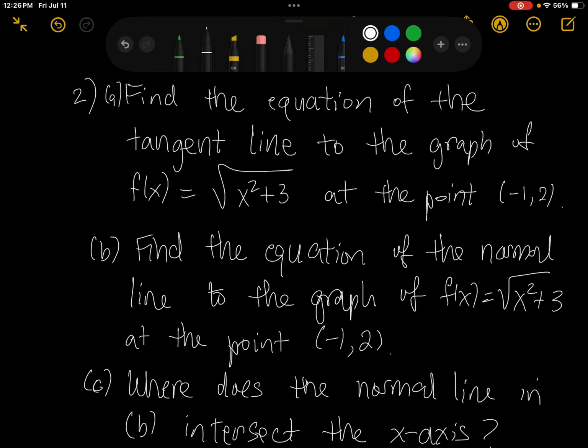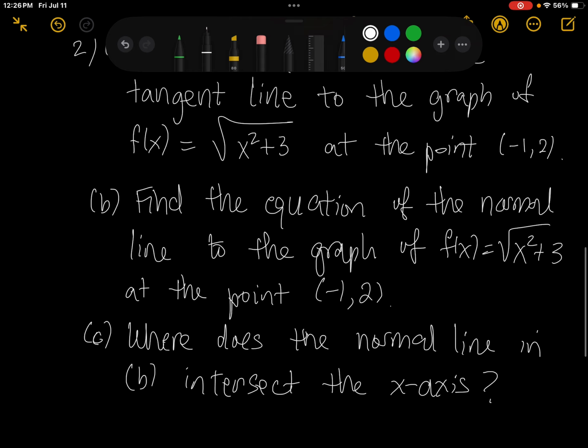And part B says, find the equation of the normal line to the graph of the same function at the same point. And part C says, where does the normal line from part B intersect the x-axis? So take a moment and try to figure out the answer yourself, and then we'll go over the answer.